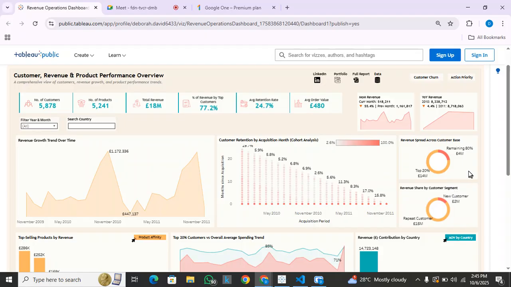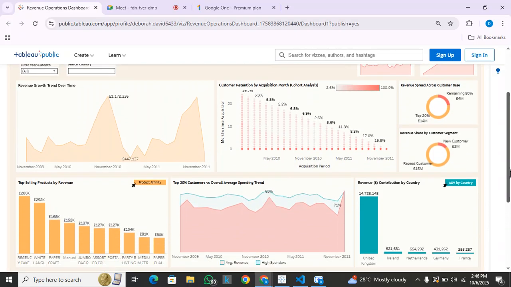And then here we see the customer spread across the customer base. We see that the top 20% of our customers are generating 14 million pounds, as against 4 million pounds by the remaining 80%. The revenue share by customer segment: new customers brought in 2 million pounds, while repeat customers brought in 15 million pounds.